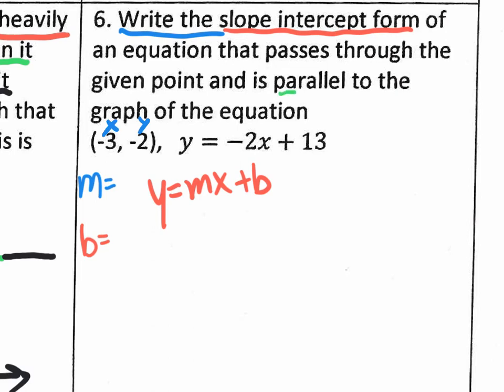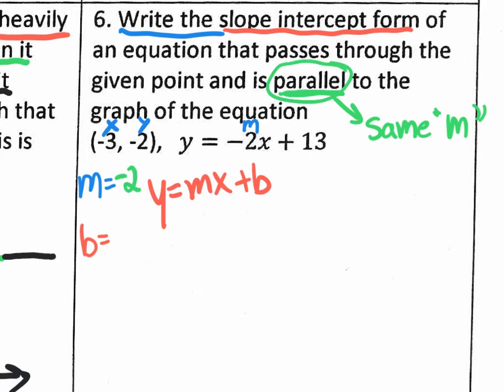And then it says it passes through the given point and is parallel. Here's a big word, guys. Parallel. What does that mean? Same m value. So what's parallel? The given equation. They give you this equation, and your equation is going to have the same slope as this equation. Ladies and gentlemen, the only thing that you care about is that you identify this slope. That slope is -2, and if we have the word parallel, that means that our slope is also going to be -2.